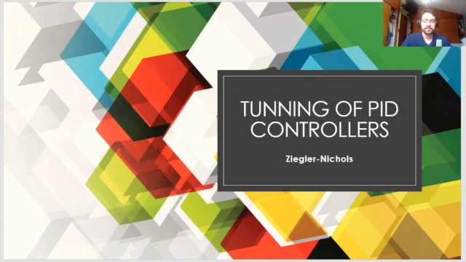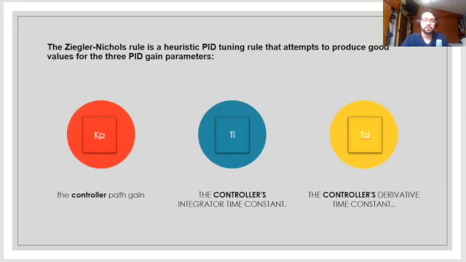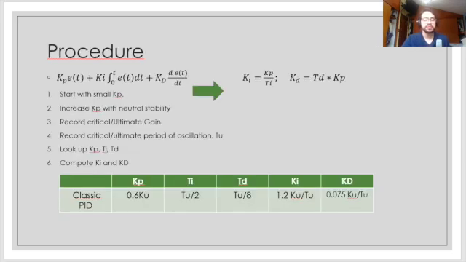I'm going to explain the Ziegler-Nichols method for a PID controller. With this method we're going to obtain three parameters: the Kp, the controller proportional gain, Ti, the controller's integral time constant, and Td, the controller derivative time constant. With this, we can find the values of Ki and Kd that are needed for the general expression. This expression will determine our response, and it's an iterative process.